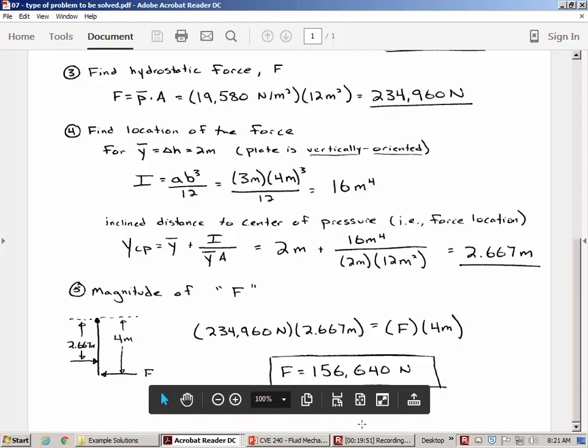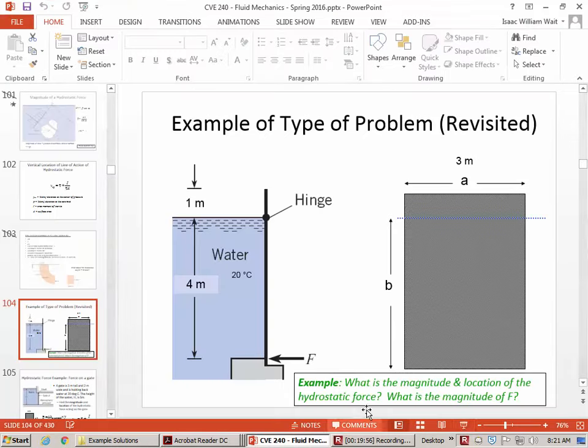Now, it gets more complicated when it's an inclined plate, but it's not unsolvable by any means. Any questions before we move on? Yeah.